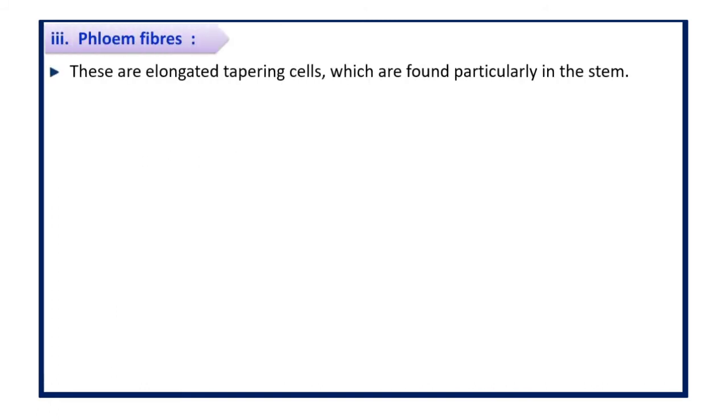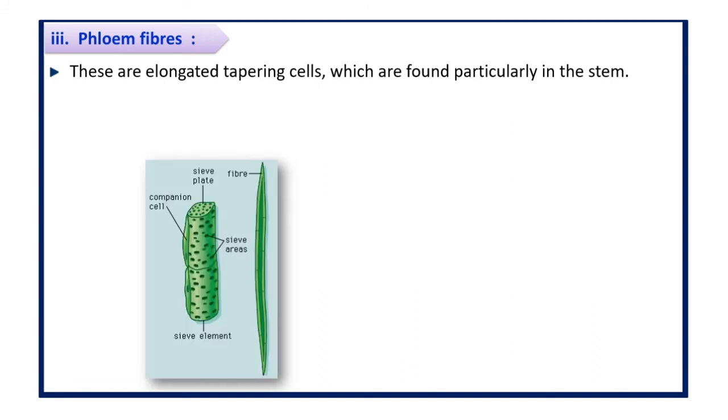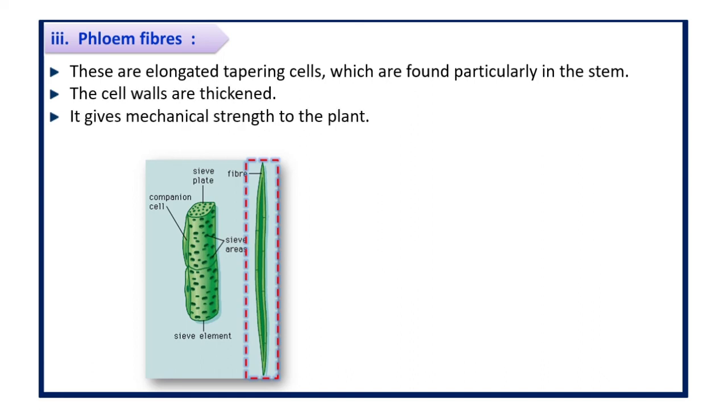Next is phloem fibers. We studied about xylem fibers, that is they provide support. Same way phloem fibers are elongated tapering cells, that is their end is very tapering. They are particularly found in the stem. As you can see in the picture, the structure is broader at the center and tapering towards the end. We studied in cell the structure of smooth muscle cell, it is broader at the center, tapering at the end. The cell walls of the phloem fibers are very thick. It gives mechanical strength to the plant. The fibers are generally dead cells. They are known only to provide strength.